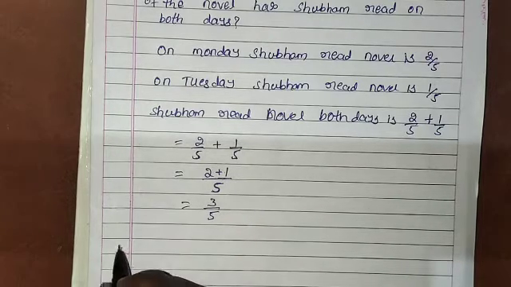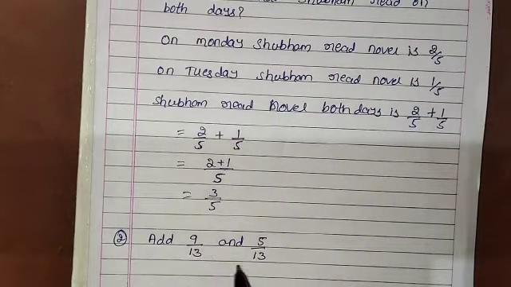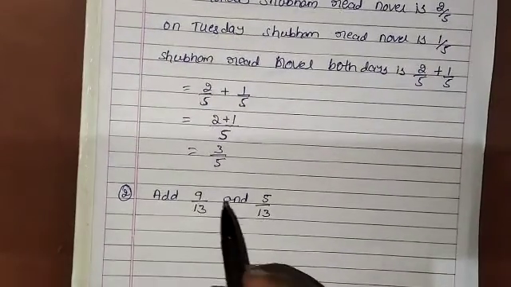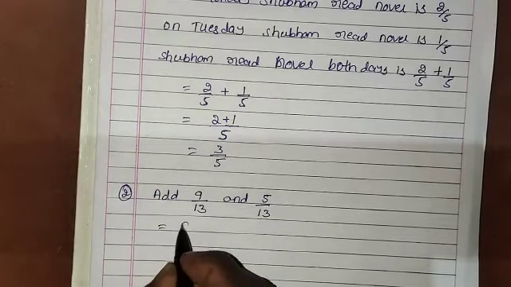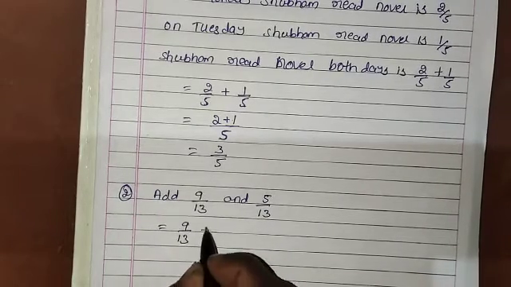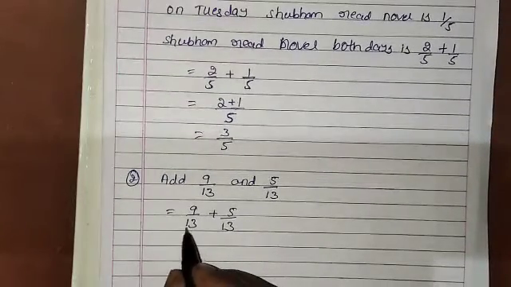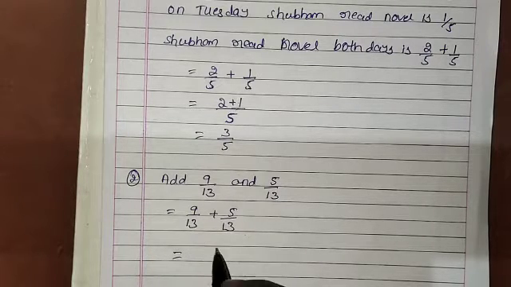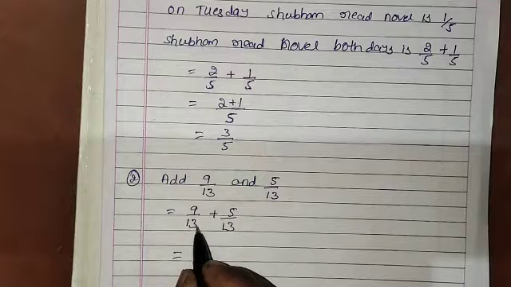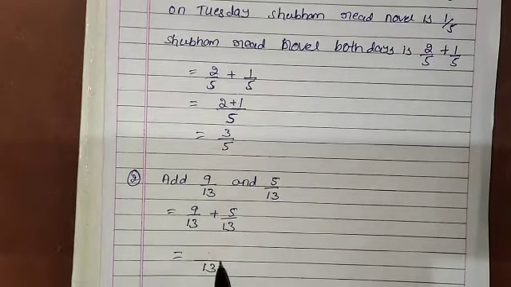Let's see the second problem. Add 9 by 13 and 5 by 13. Now let's see how to add these two like fractions. Here we have to add 9 by 13 plus 5 by 13. In the denominator we have the same number, so the LCM is the denominator itself, because both fractions have the same denominator. That is, 13 is the LCM.